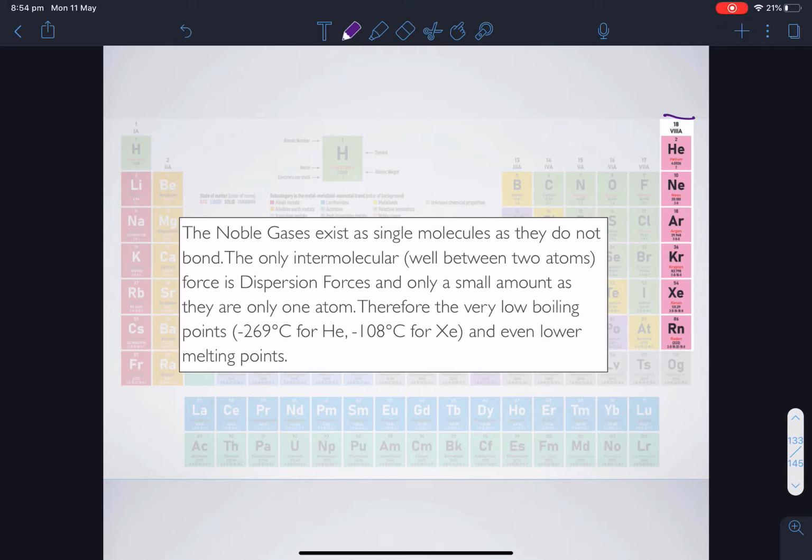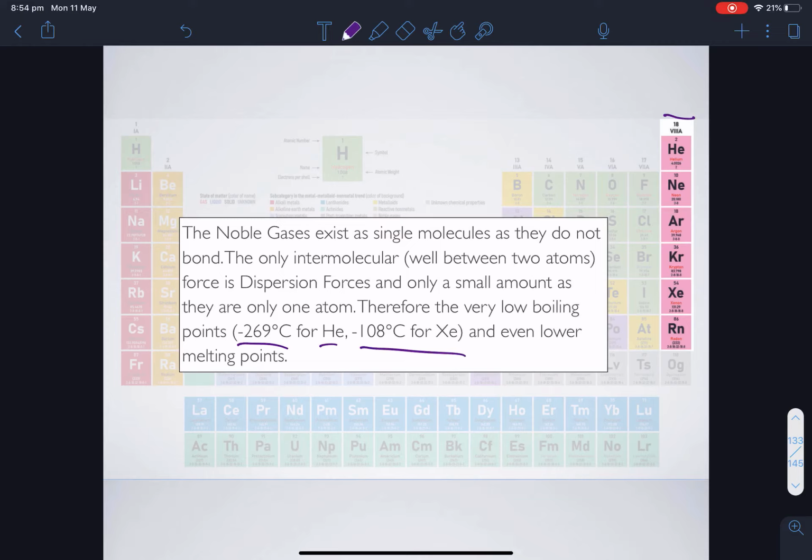So they'll induce a temporary dipole on each other, so they'll have a small attraction, and so only a tiny one. That's why they're all gases at standard temperature and pressure. So there's their very low boiling points. We've got negative 269 for helium, the lowest of any element. I already had that in the notes, right at the end of the last video. And we've got negative 108 for xenon, and even lower melting points.